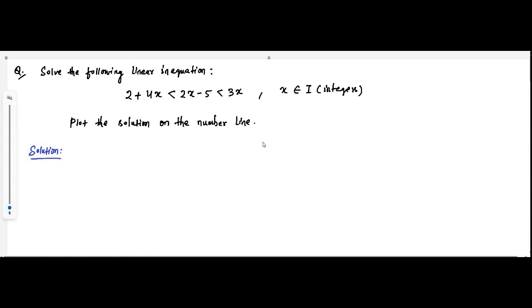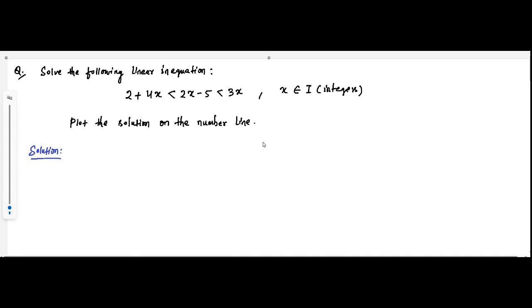So here is another question on solving linear inequation in one variable. It is given to solve the following linear inequation: 2 plus 4x is lesser than 2x minus 5 is lesser than 3x, and we have to plot the solution on a number line with x belonging to the integers, the replacement set.